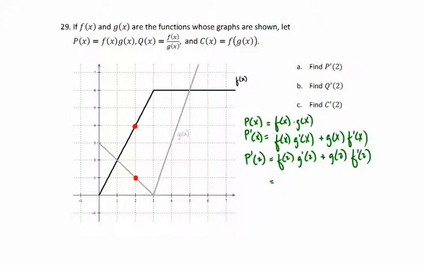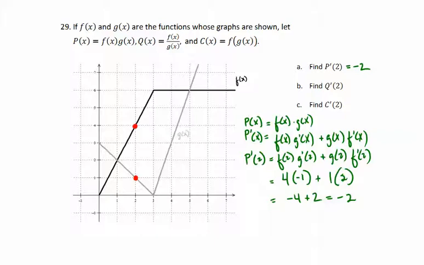F of 2 is 4. G prime of 2 is still -1. G of 2 is 1. And f prime of 2 is +2. So we end up with -4 plus 2 is -2. Alright, we'll go on to the next one.